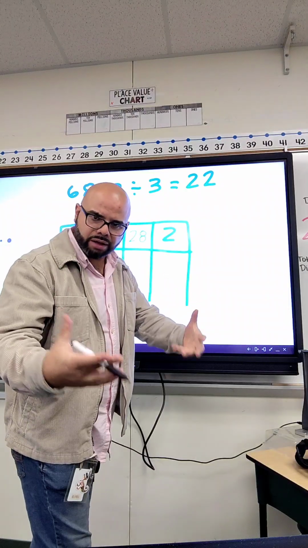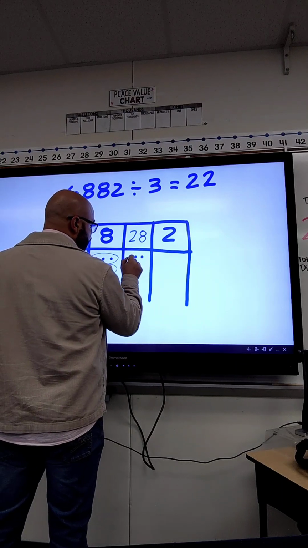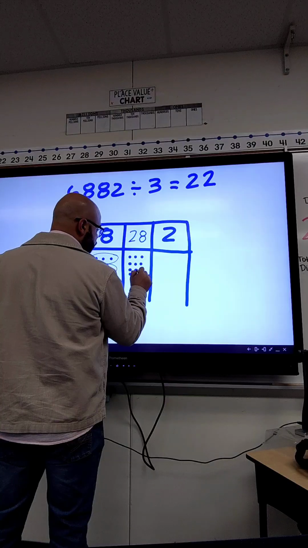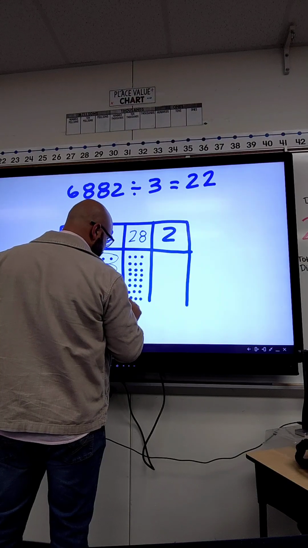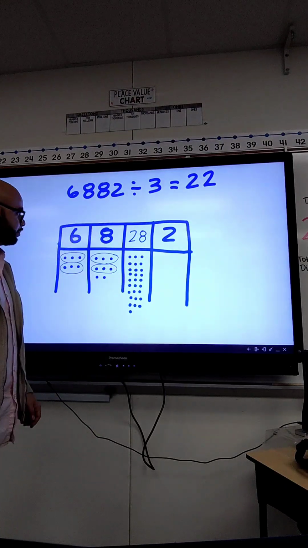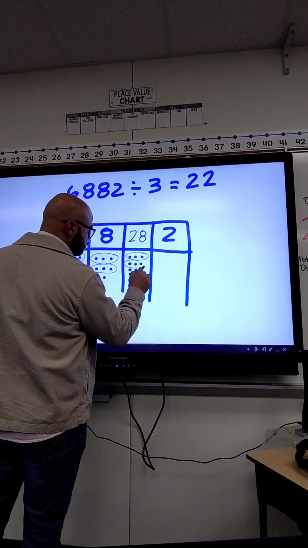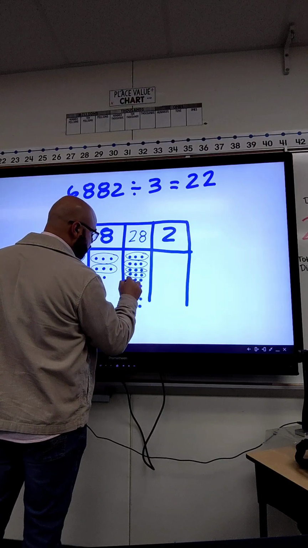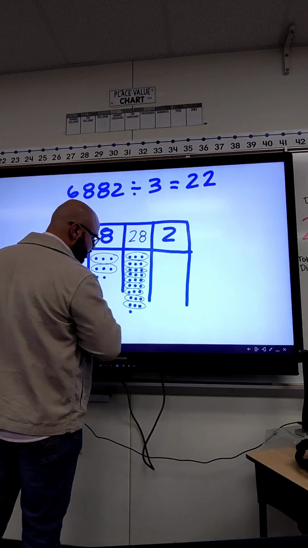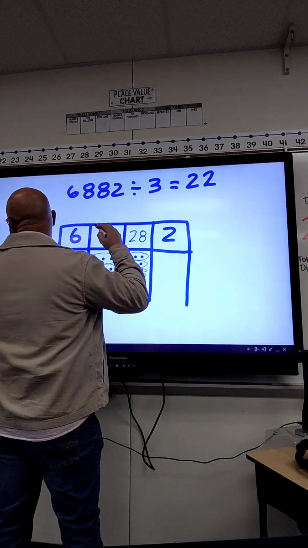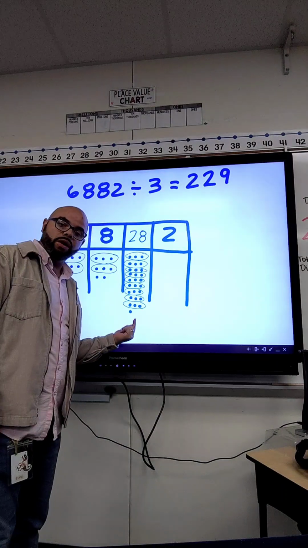But let's just draw the dots so you can actually see it. Groups of 3. 1, 2, 3, 4, 5, 6, 7, 8, 9, 10, 11, 12, 13, 14, 15, 16, 17, 18, 19, 20, 21, 22, 23, 24, 25, 26, 27, 28. Now let's make groups of 3. 1, 2, 3, 4, 5, 6, 7, 8, 9. I was able to make 9 groups of 3. That is the next number in my quotient. Now I have 1 left.